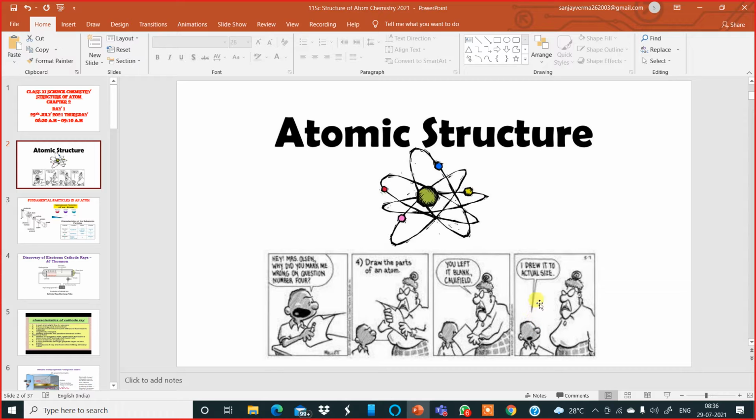Then this fellow says, I do it to the actual size. That means an atom is very, very small. It cannot be seen with the human naked eye.